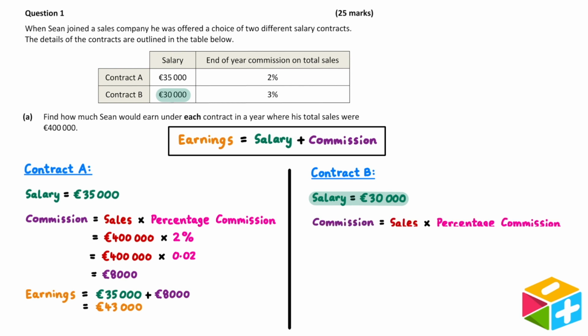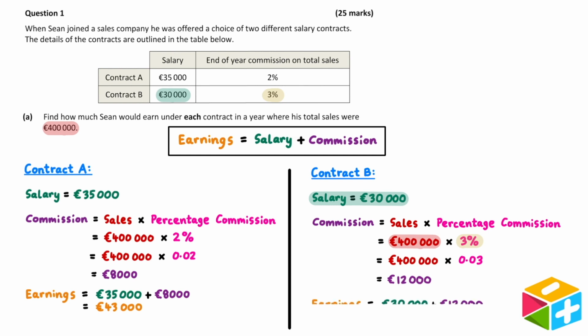Again, our commission is found by multiplying total sales by the percentage commission. Our total sales is still 400,000, but for Contract B, the percentage commission is 3%. Rewriting in decimal form, the calculation will become 400,000 times 0.03. When we do this, we get €12,000 for our commission. To find our total earnings, we add together the salary of 30,000 to the commission of 12,000, and this brings us to 42,000.